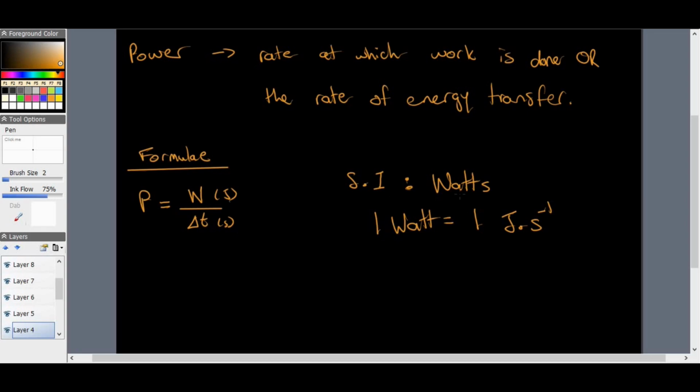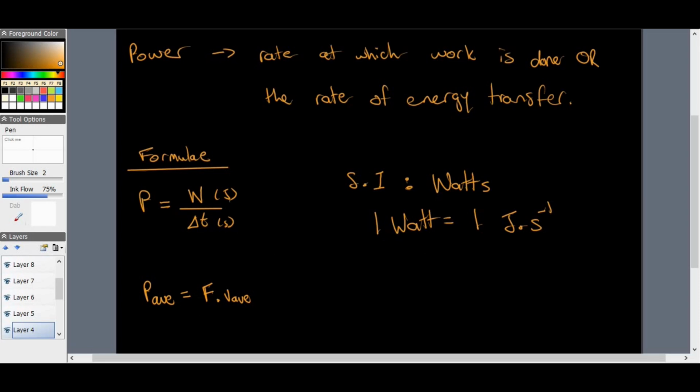And then we also have power in terms of velocity. Another formula for power is that the average power is equal to the force times the average velocity. But I will show you that formula in a question, of course.